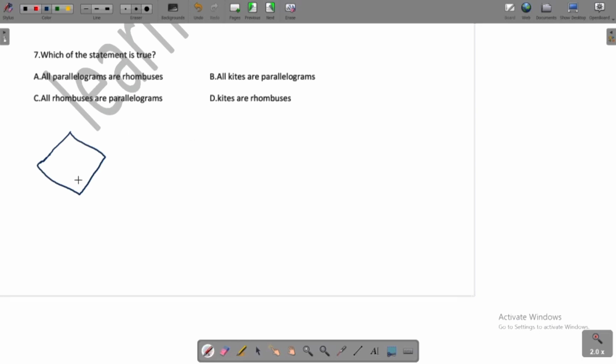So a rhombus has four equal sides. All the sides are equal. That's what a rhombus is. But a parallelogram has what?